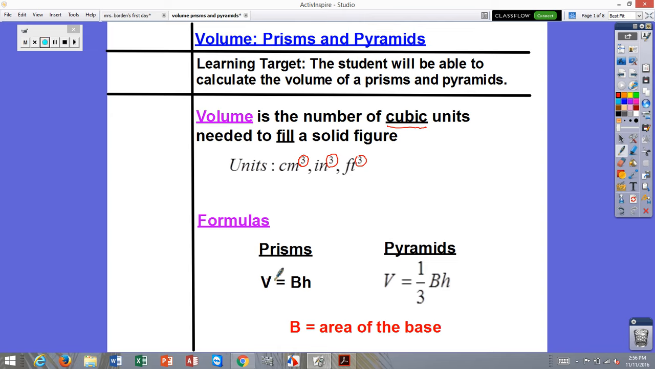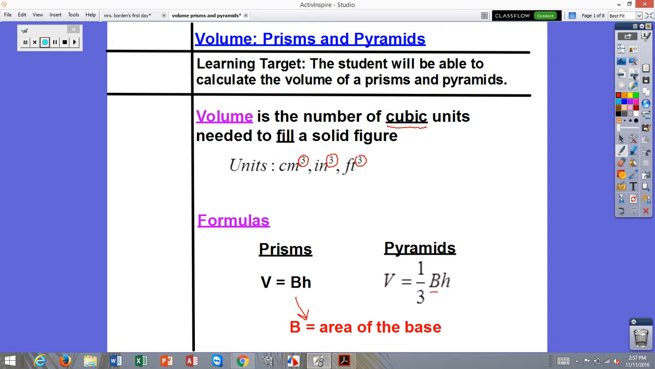Prisms is volume equals big B, remember that's area of the base, times the height. And pyramids are volume equals 1/3 big B times the height. Okay, so essentially, looking at the two formulas, prisms and pyramids, if the shape of the base is the same and the height is the same, essentially 3 pyramids will fill up a prism. Okay, the volume inside a pyramid is 1/3 the volume of a prism if it has the same area of the base and the same height measurement.